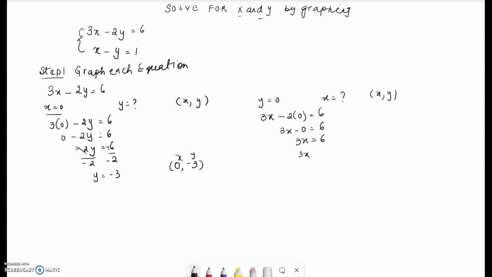We divide both sides by 3, and we get x equals 2. So another point on the graph is when y is 0, x is equal to 2. So we have 2 points, 0, negative 3, and 2, comma, 0. So this is your y-intercept, and this is your x-intercept. Now we do the exact same thing with the second equation.